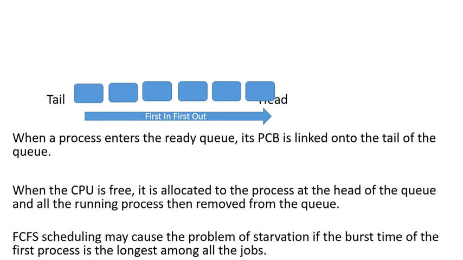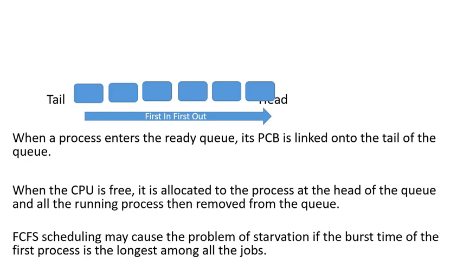FCFS scheduling may cause a problem of starvation if the burst time of the first process is the longest among all the jobs. What do you mean by that? Say for example, the process that is going into the running state has a higher CPU burst time. Then what happens? The rest of the processes have to wait for that process to complete. So the total average processing time of that whole queue will be more. We'll see that kind of example later on, but I just wanted to explain that this is starvation.